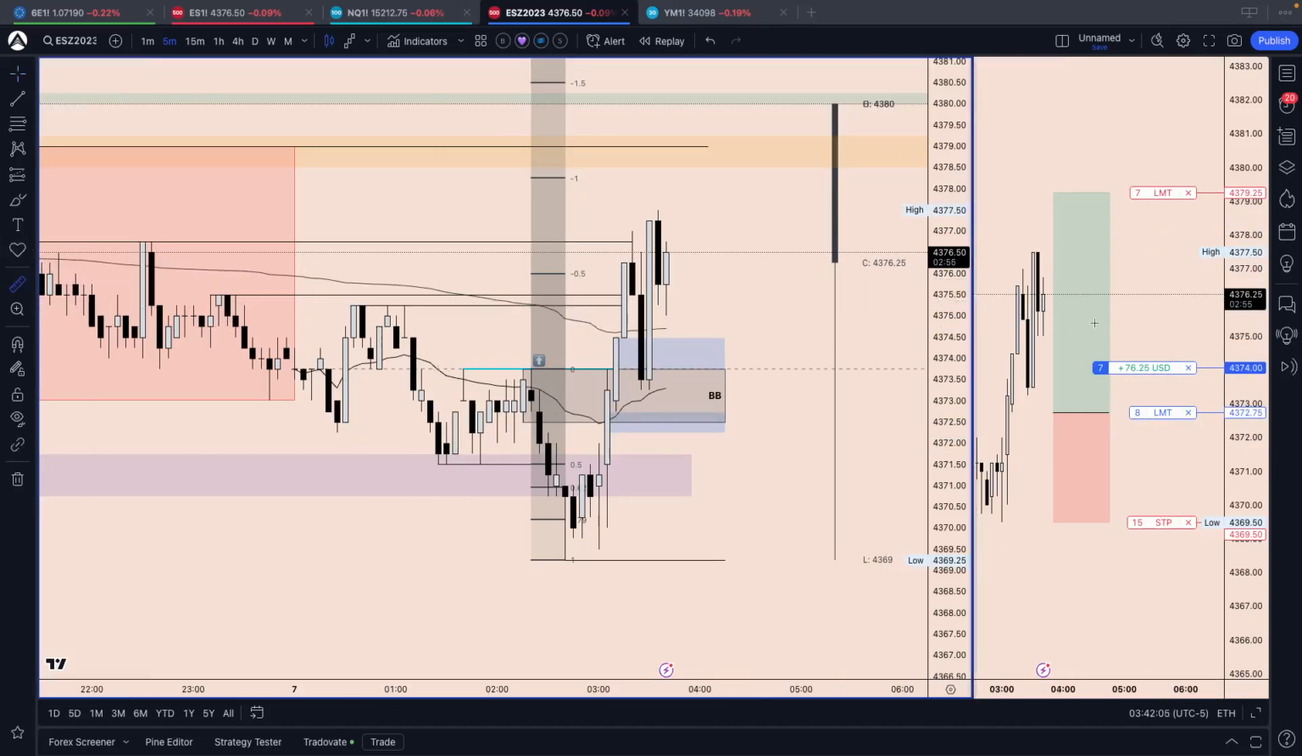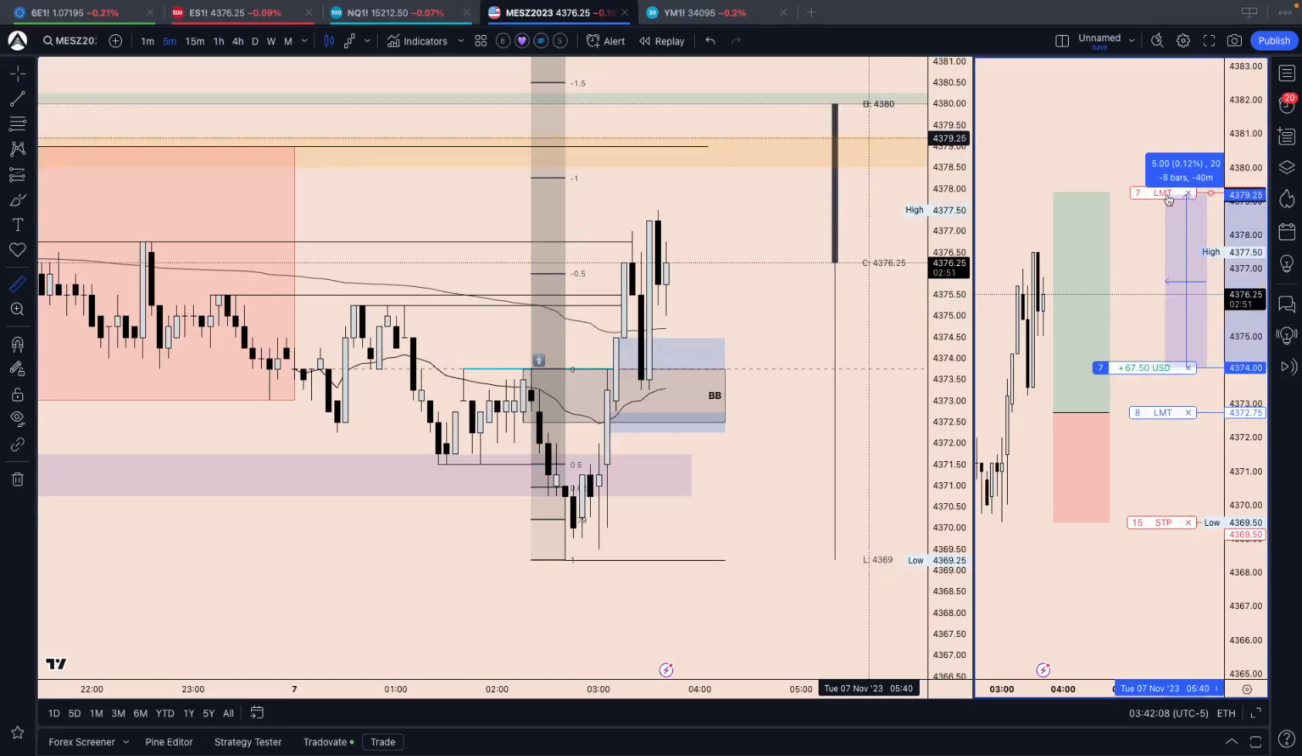So let me see, if I'm in with 7 micros here, that's almost one mini. 5 points. 7 times 1.25, 8.75 per tick times 21 ticks, that ends up at 183.